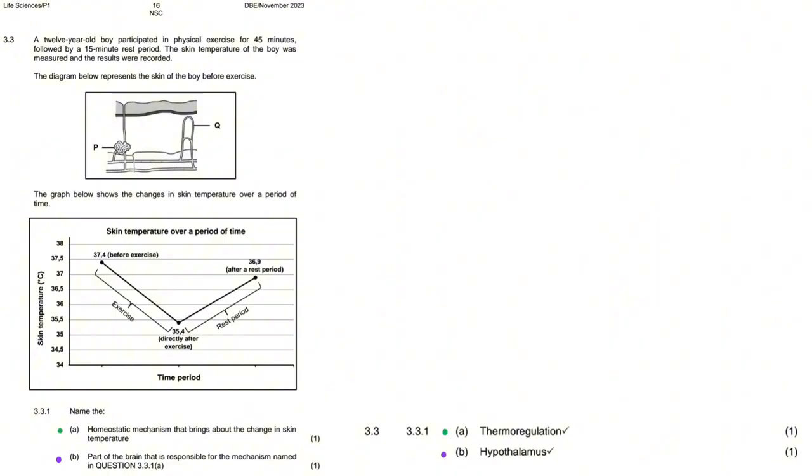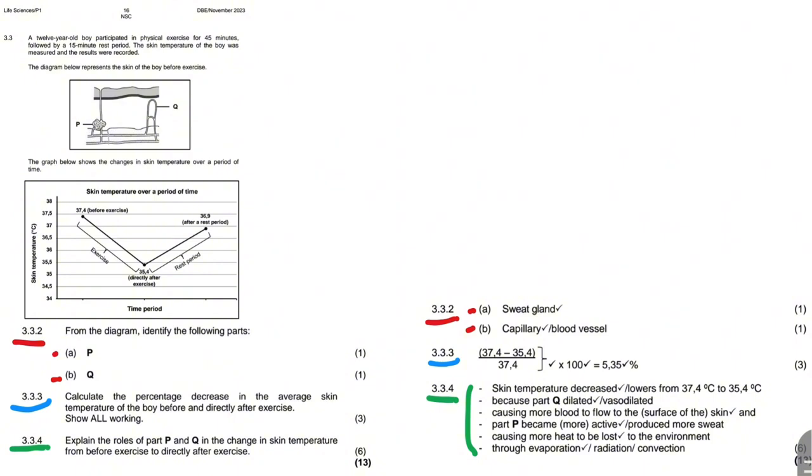3.3.1. Name the A homeostatic mechanism that brings about the change in skin temperature. The answer is thermoregulation. And part B, name the part of the brain that is responsible for the mechanism named in question 3.3.1a. And the answer is hypothalamus. 3.3.2. From the diagram, identify the following parts. A, part P. The answer is sweat gland. And B, part Q. The answer is capillary or blood vessel.